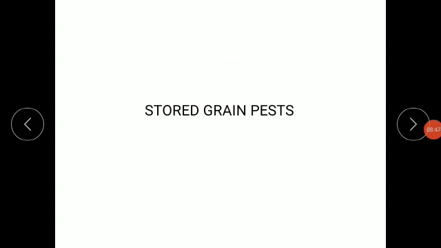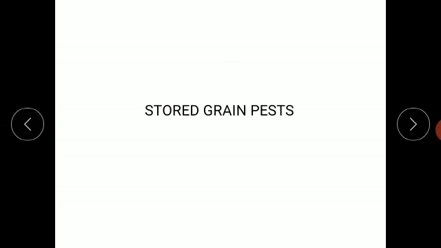So the name itself indicates that. See, stored grain pest. Grains means what? आपण ज्याला धान्य म्हणतो, and stored grain साठवलेलं धान्य. So stored grain pest means what? The animals which are responsible for causing damage to the stored food material, we call it the stored grain pest.